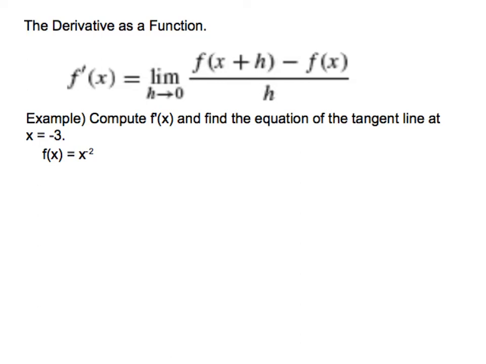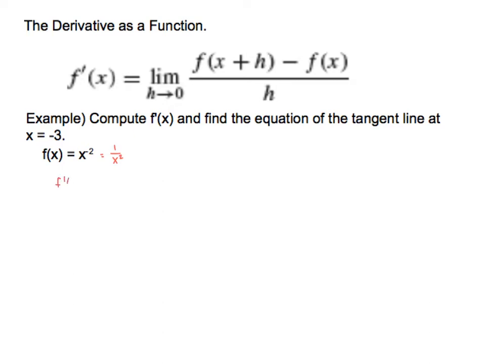Okay. Next example. We want to find the derivative of x to the negative second, and then we want to find the tangent line at negative 3. Okay, we're using the same limit definition here. Now, you can think of x to the negative second as 1 over x squared instead. Right, it's a rational function.